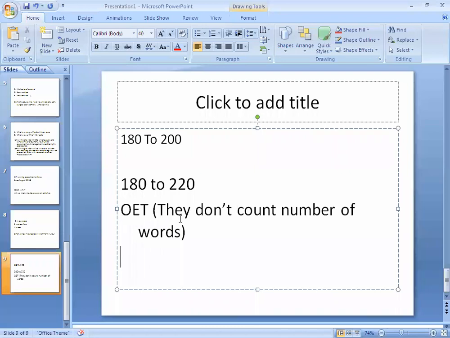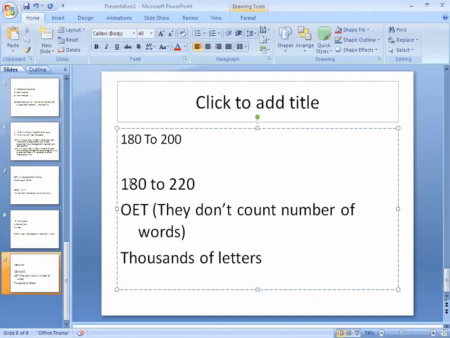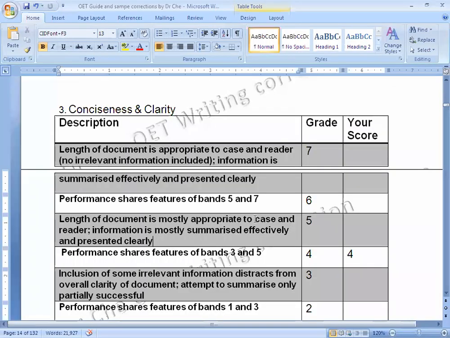They don't need to. They have marked thousands of letters. These examiners have marked thousands of letters. When I only see a letter, I have only marked hundreds of letters, and when I just see a letter like this, I can tell it is too long just by looking at it. But for practice, we should try to write between 180 and 220. Sometimes you can even finish in 170. Sometimes you can write a bit more, but it should be according to the situation.